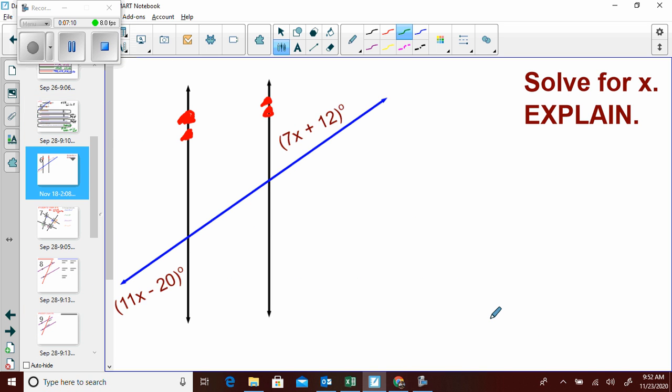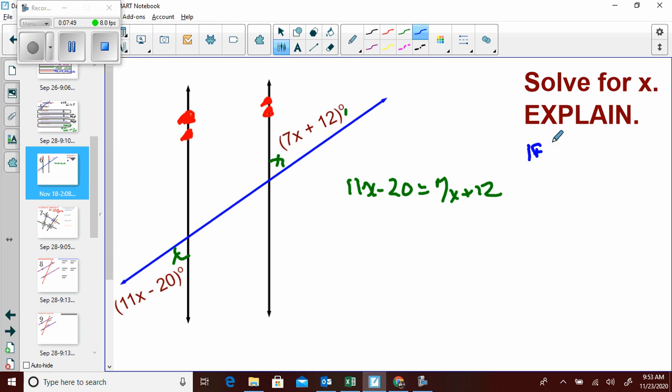Let's look at what a problem may look like. We have to solve for x here. We always have to explain. So what can I set up? What do I know about these two angles right here? Are they interior or exterior? Well, that's an exterior, and that's an exterior. So if they're both exterior, our only choice is alternate exterior. Are these two alternate exterior? Yep. So 11x minus 20 equals 7x plus 12.